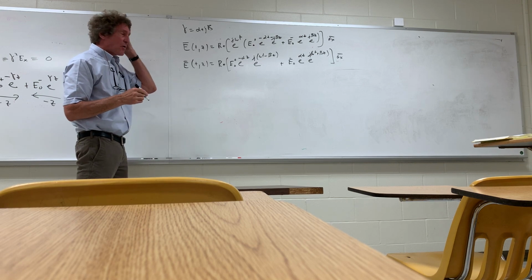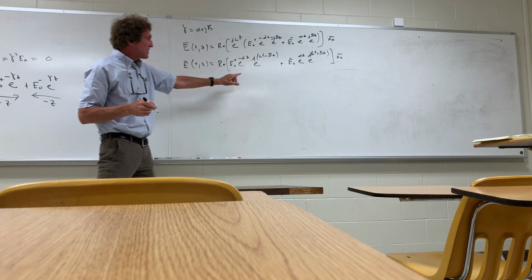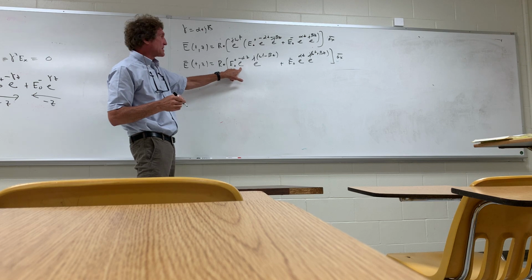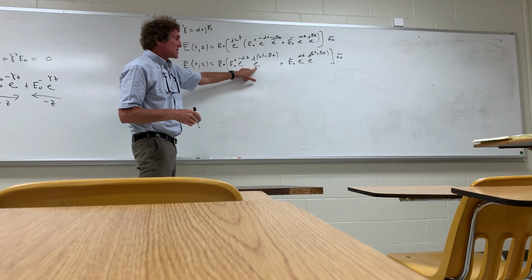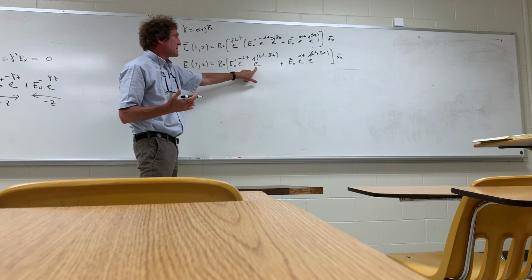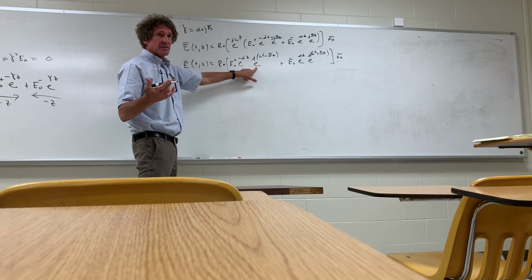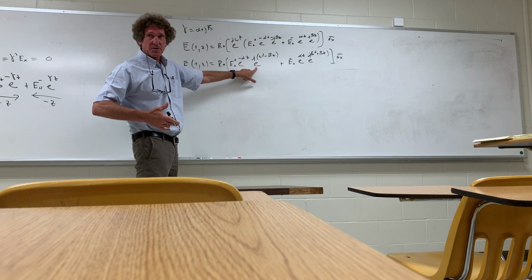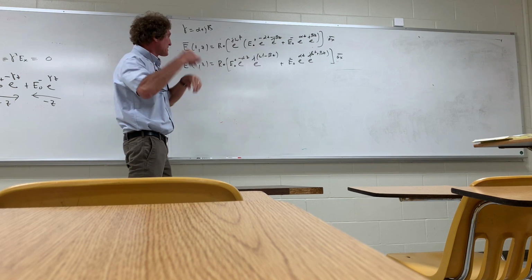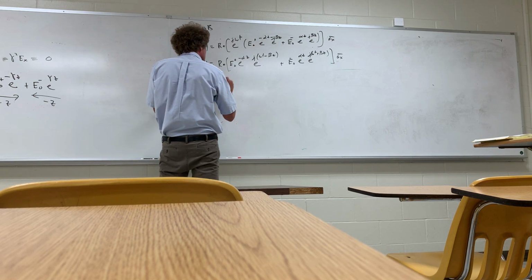Now when I take the real part of this, I know when I expand this term, let's see, the E to the minus alpha z is strictly real. When I expand this term, I get cosine of omega t minus beta z plus j sine of omega t minus beta z, right? The real part is just the cosine. Do y'all follow me?